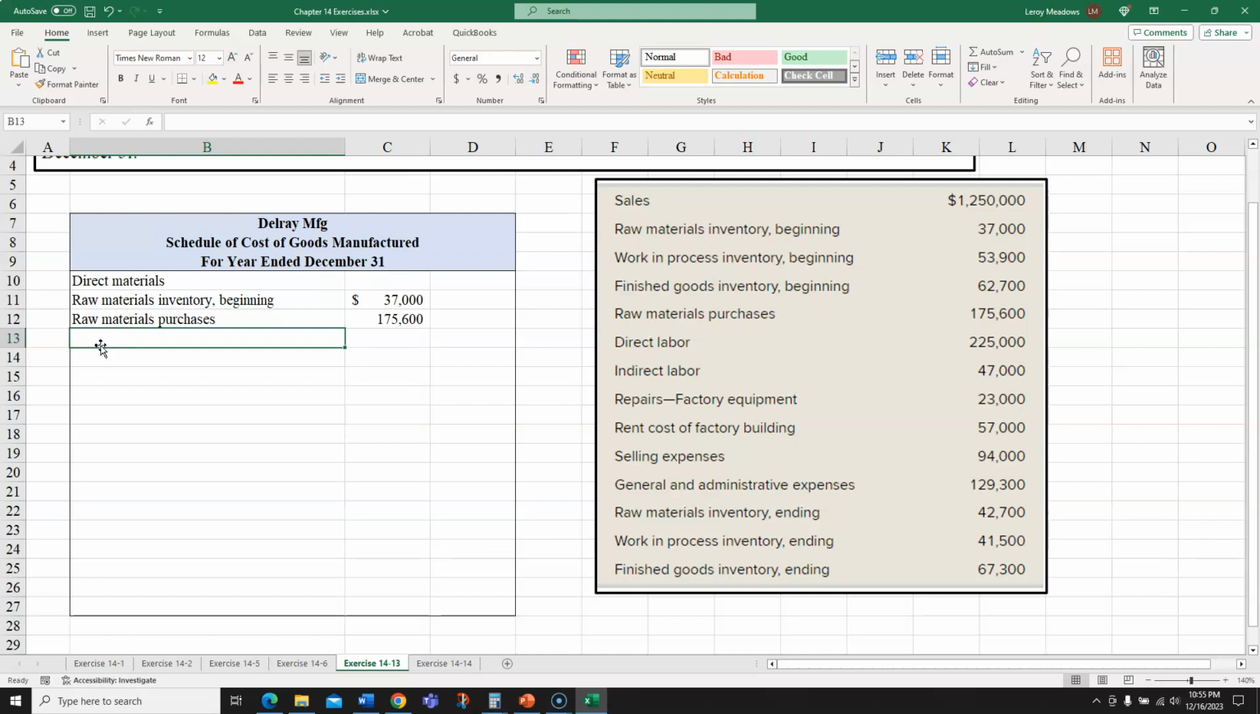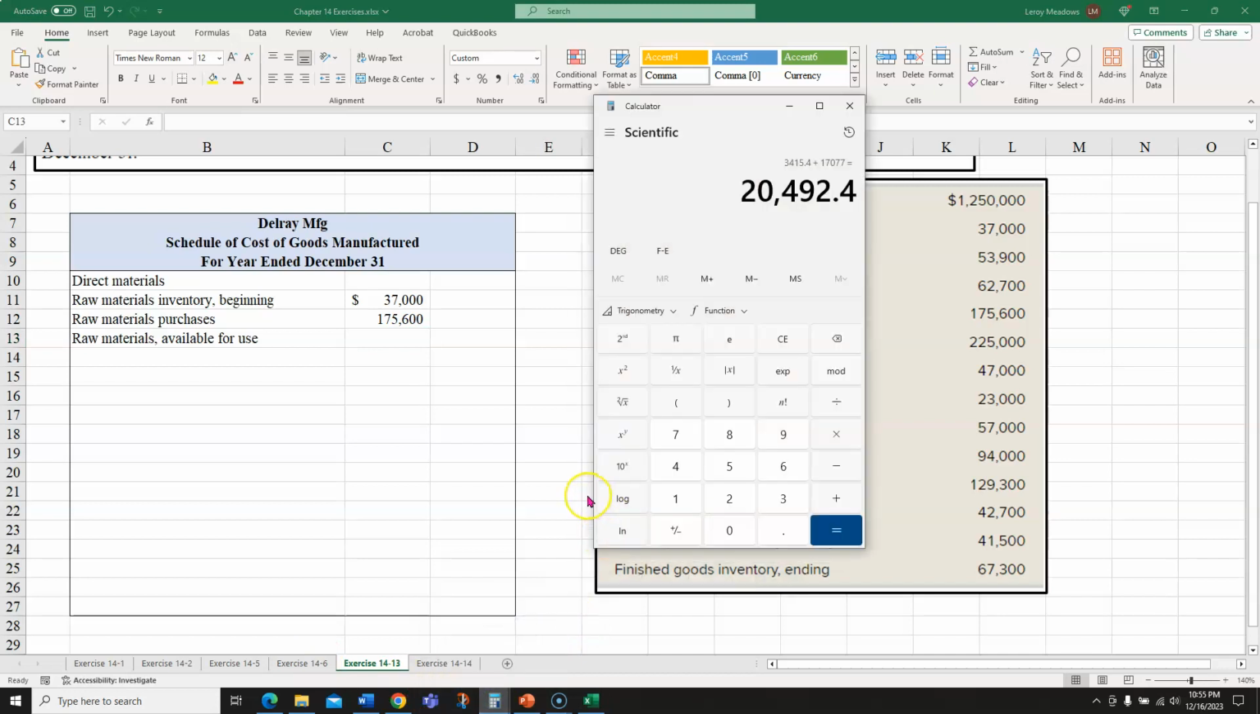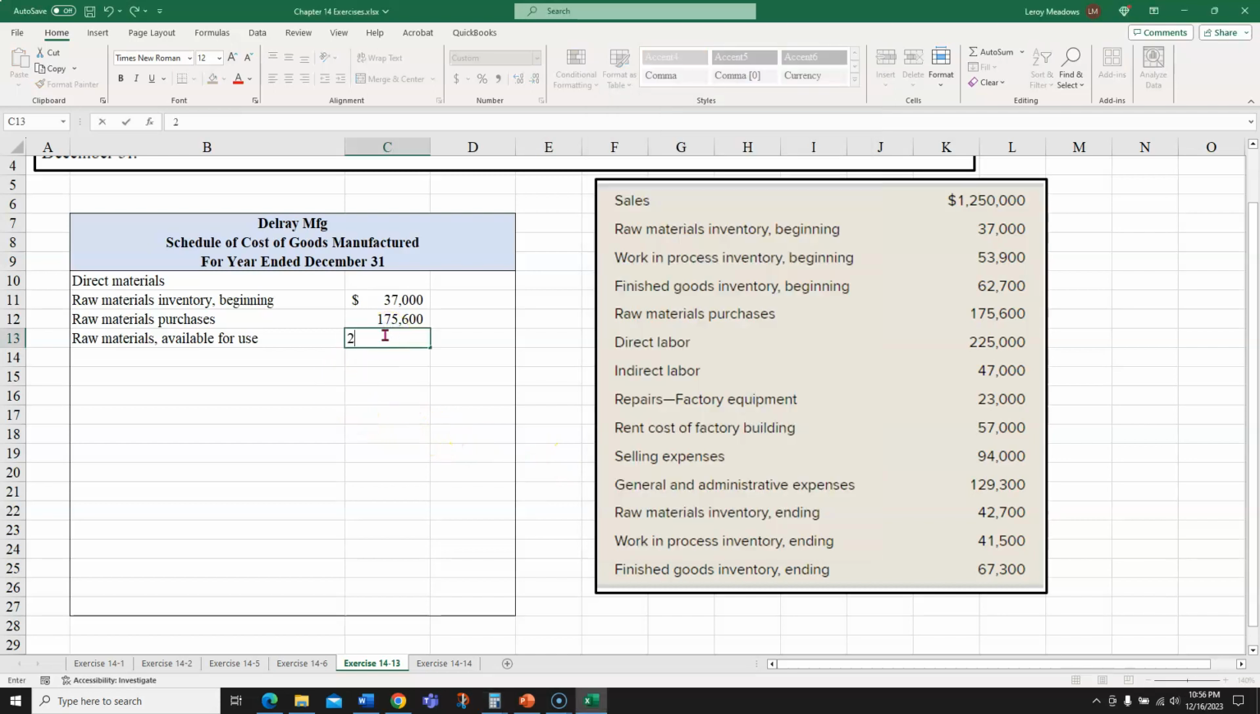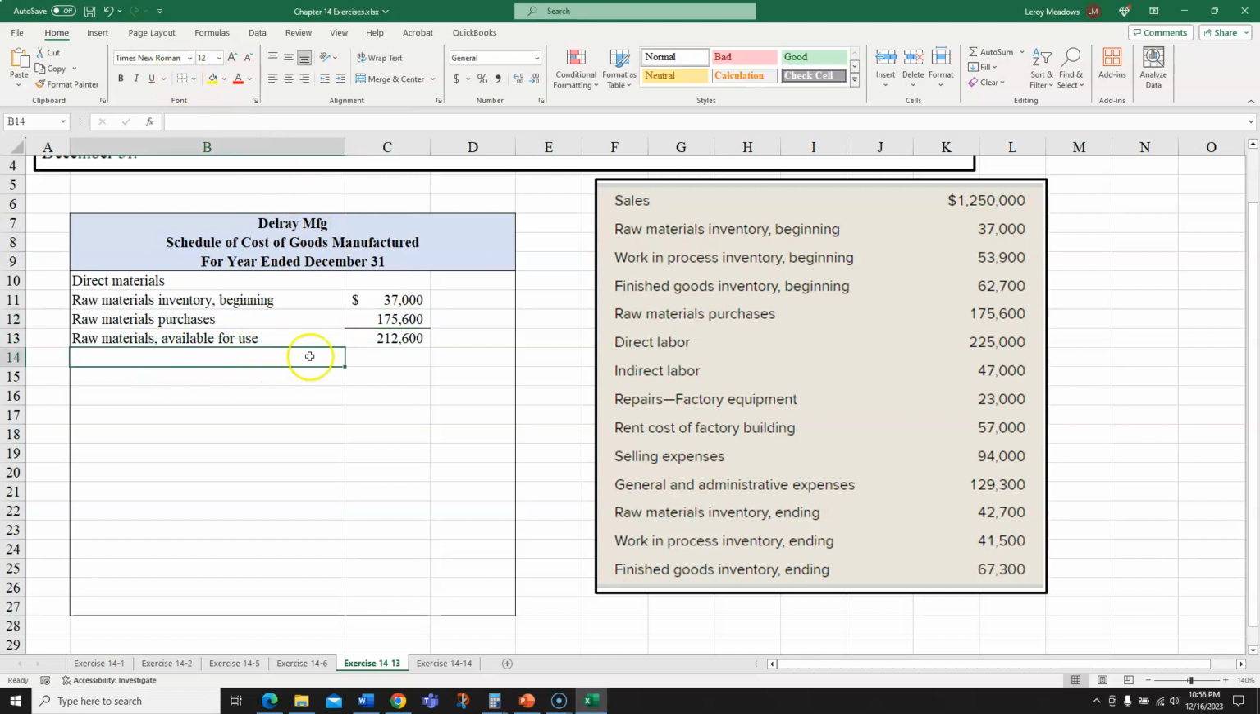So adding together my beginning inventory plus my purchases gives me raw materials available for use. And that is going to simply be the sum total of these two. So if I take $37,000, my beginning inventory, plus $175,600, that gives me a total of what? $212,600. So I'll put that there. So that's my raw materials available for use. Yep.